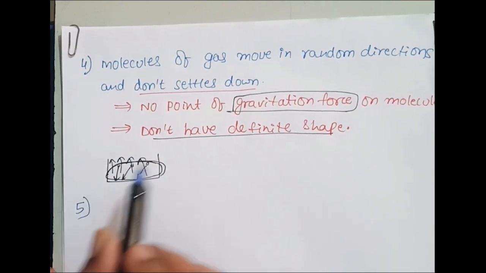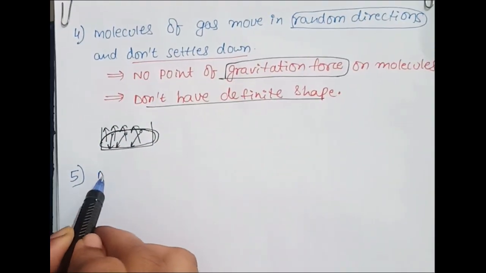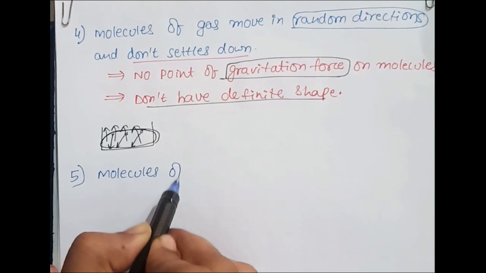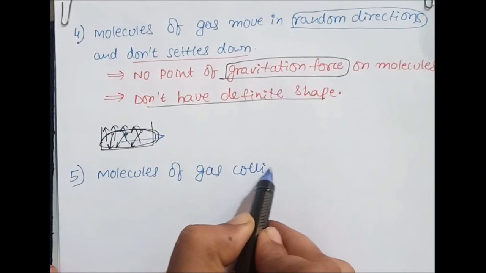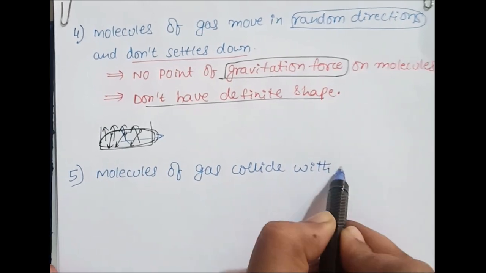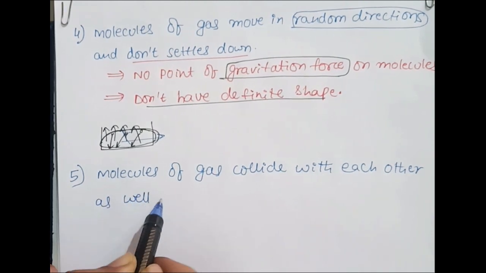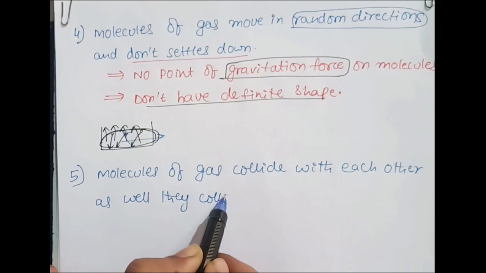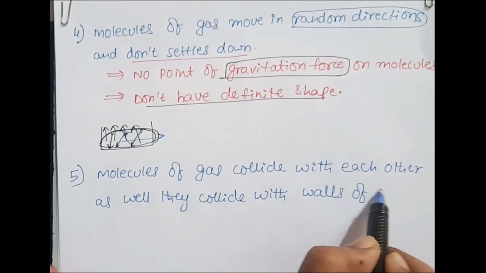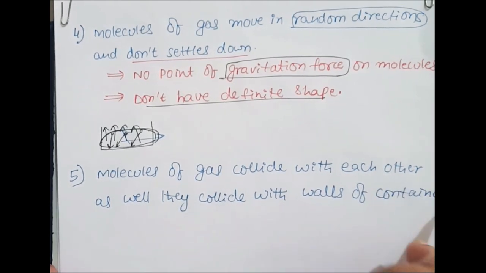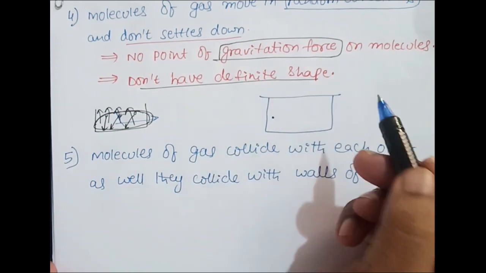Now number 5. When they are moving in random direction, they collide with each other. So molecules of gas, as they are moving in random direction, collide with each other, as well as they collide with walls of container, right? So let us take this point here. If you take a container here, let us put only one molecule. I'm not talking about large number of molecules.